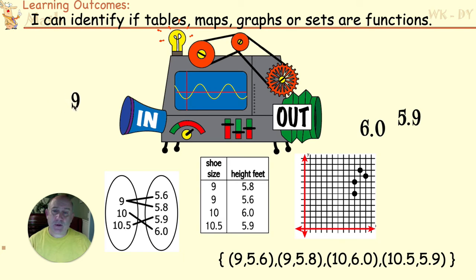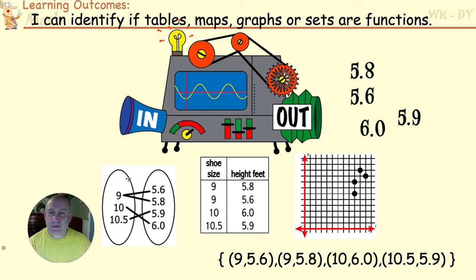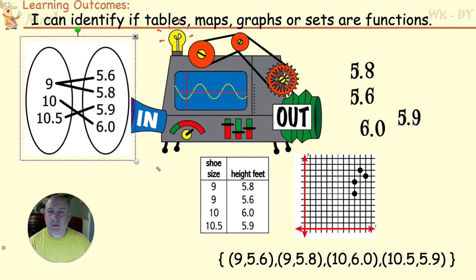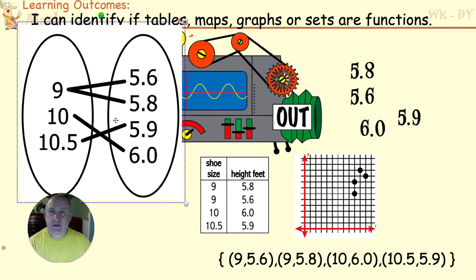But notice what happens when I put in the 9. I get two values. I get 5.8 and 5.6. Well, that goes against the rule for a function. So this tells us that this is not a function of x. And as we look closer at these situations, we'll notice that right here, there's an indication that there are two values coming off of 9.